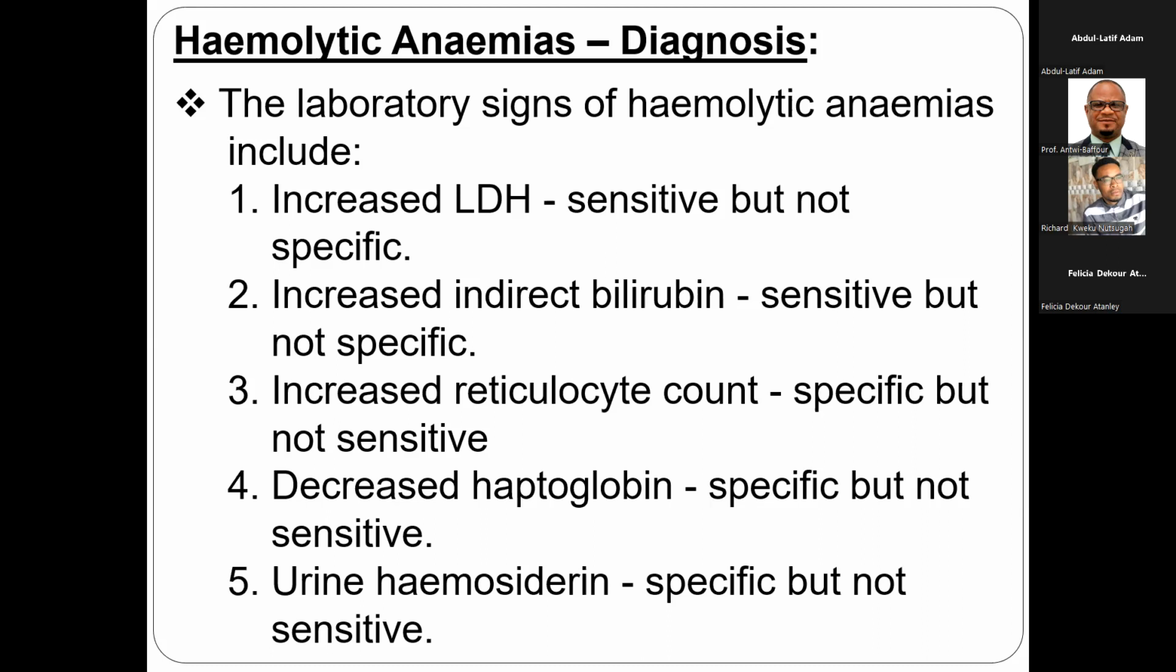Increased indirect bilirubin, sensitive but not specific. Increased reticulocyte count, specific but not sensitive. Decreased haptoglobin, specific but not sensitive. Urine hemosiderin, specific but not sensitive. So when you say, for example, increased LDH is sensitive but not specific, what does it mean?